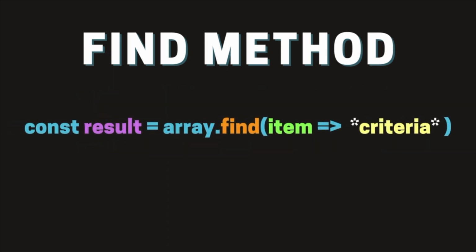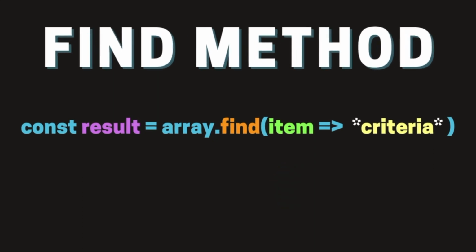Let's talk about the find method syntax. Here's a variable that will be the first item or undefined. This is the call to the find method itself. This is the function which each item will be iterated through. The first item matching the criteria will be sent back. Otherwise, the result will end up being undefined.